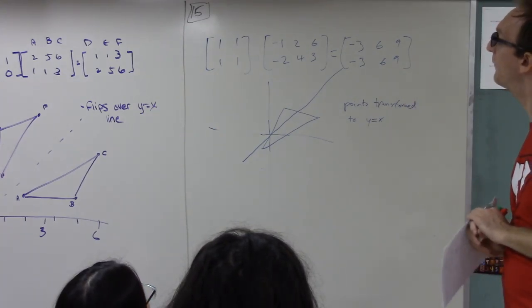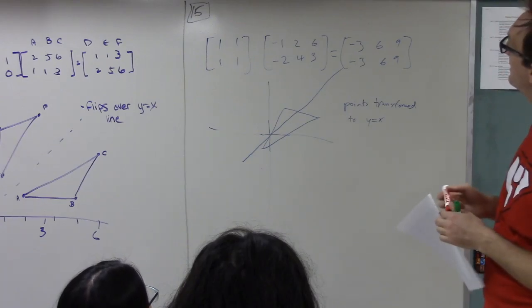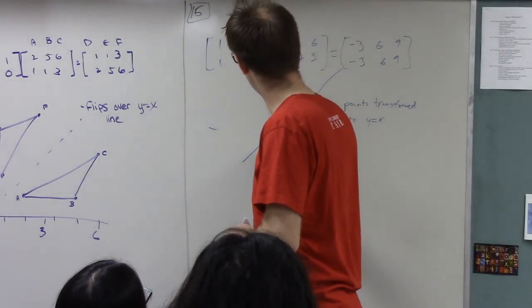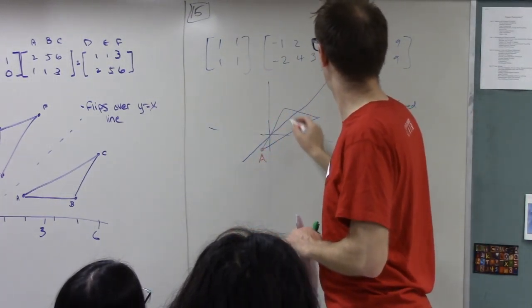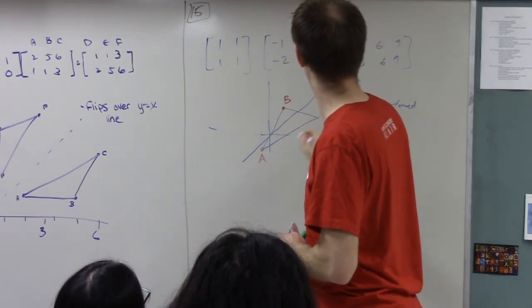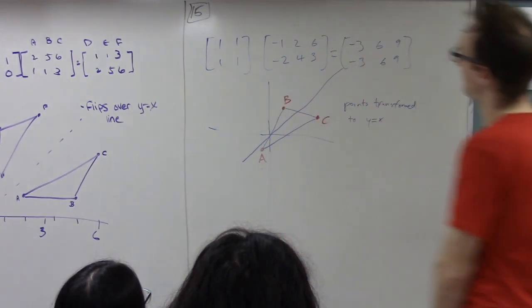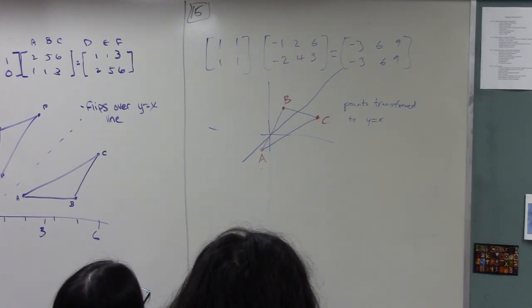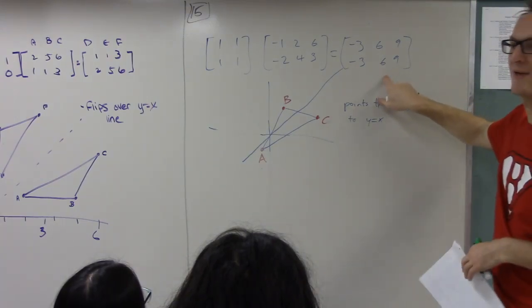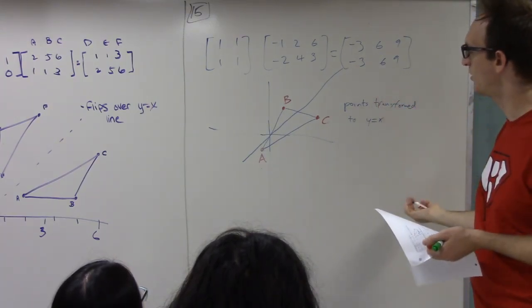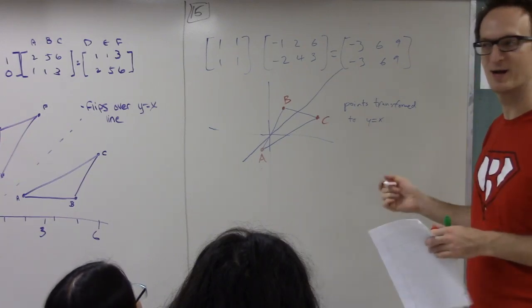Okay, well, we have this triangle: negative 1, negative 2, call that point A; 2, 4, we call that point B; and 6, 3, call that point C. And what is happening to this triangle? Well, I think the math is right, yeah? Yeah. So, what is going on?